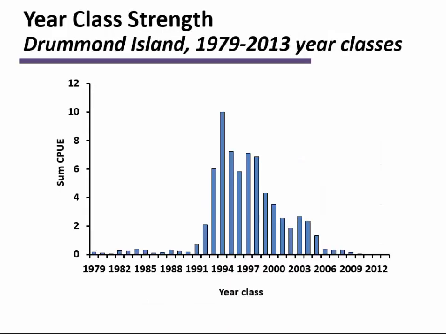This is sort of an illustration. Year class strength for fish of Drummond Island is just a cumulative catch rate across all ages that a year class would be vulnerable. And so the 1994 looked like it was a pretty good year. 93, 94 were good. Subsequent ones were okay, and then we've seen a decline in year class strength through time since then.